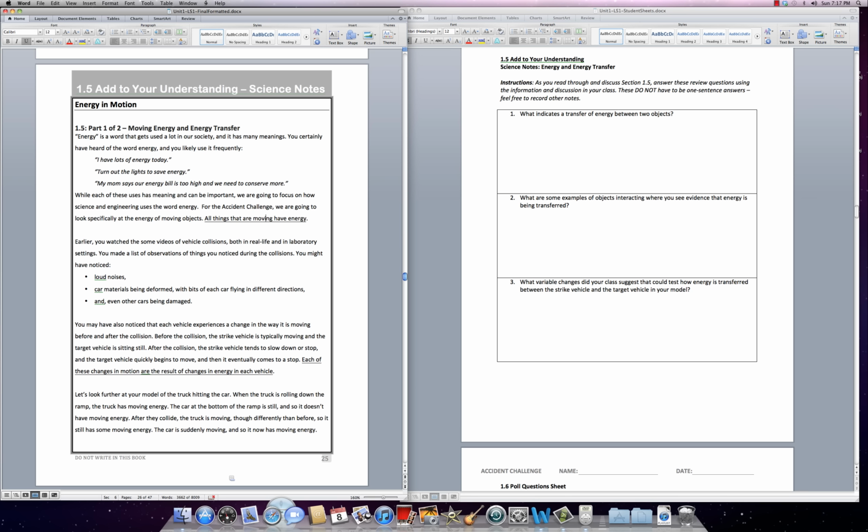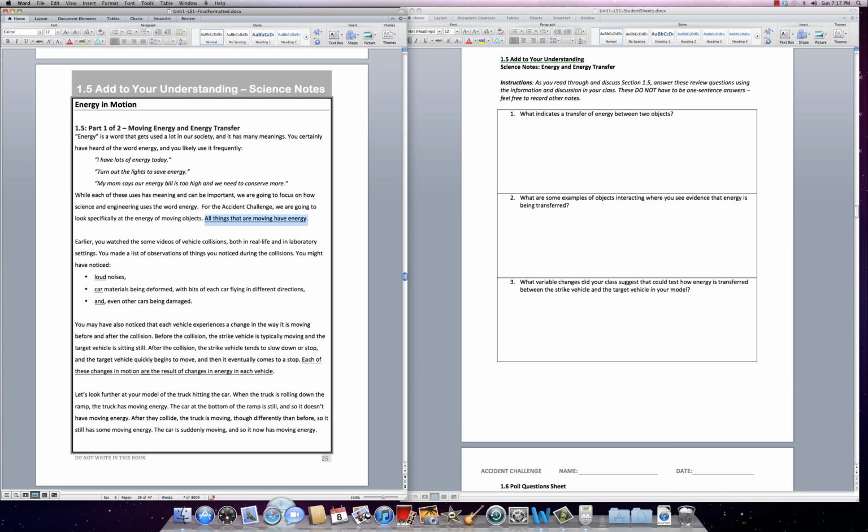We are not giving a specific definition of energy, but instead focusing on indicators of energy. And because we are looking at the collision context, we are going to specifically look at the energy of moving objects, leading us into our first concept. All things that are moving have energy. This is important for students to recognize immediately that anything that is in motion would be considered to have energy.